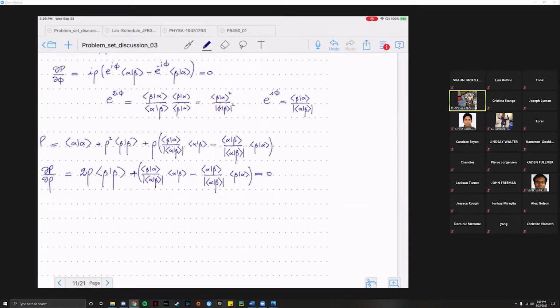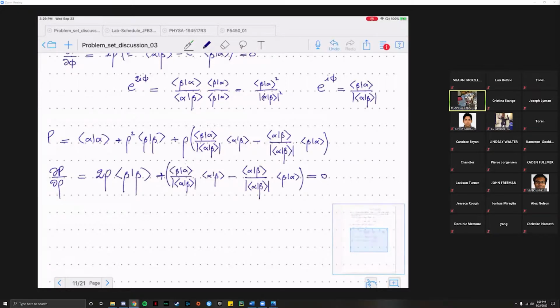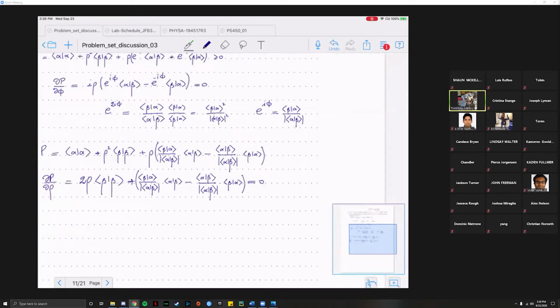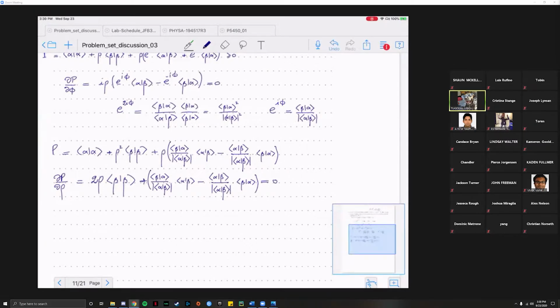I have the impression we can simplify this thing, because you see that this is just the magnitude square of alpha beta. And this is the magnitude square of alpha beta. So that would be equal. So maybe I made a mistake somewhere. Can you help me? Did I mess up something?